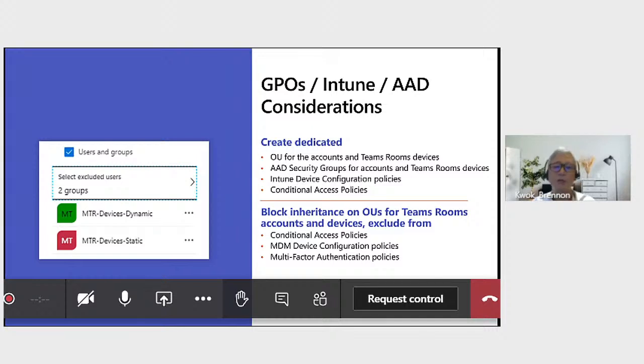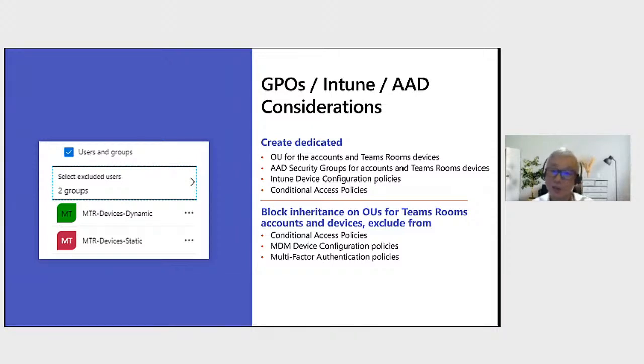What do you want to block? You want to block basically conditional access policies, because that's usually not applicable for Teams Room devices. Those are more for user laptops, or even mobile devices. And also you want to exclude things like MDM device configuration policies that are not applicable for room systems. And also you want to disable multi-factor authentication for those rooms itself, right? Because this is really not required for those Teams Rooms devices, because this doesn't belong to any particular user. It is a common device that's sitting in a meeting room using a common account, and it's not owned by any particular person.